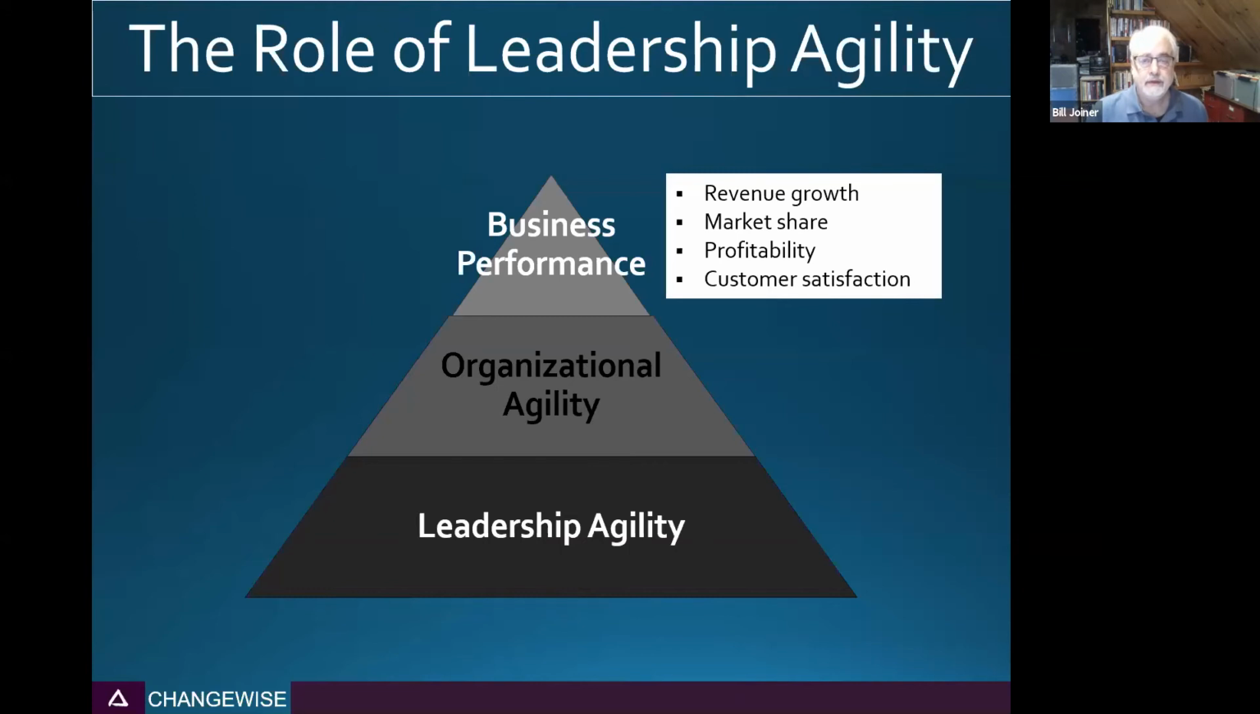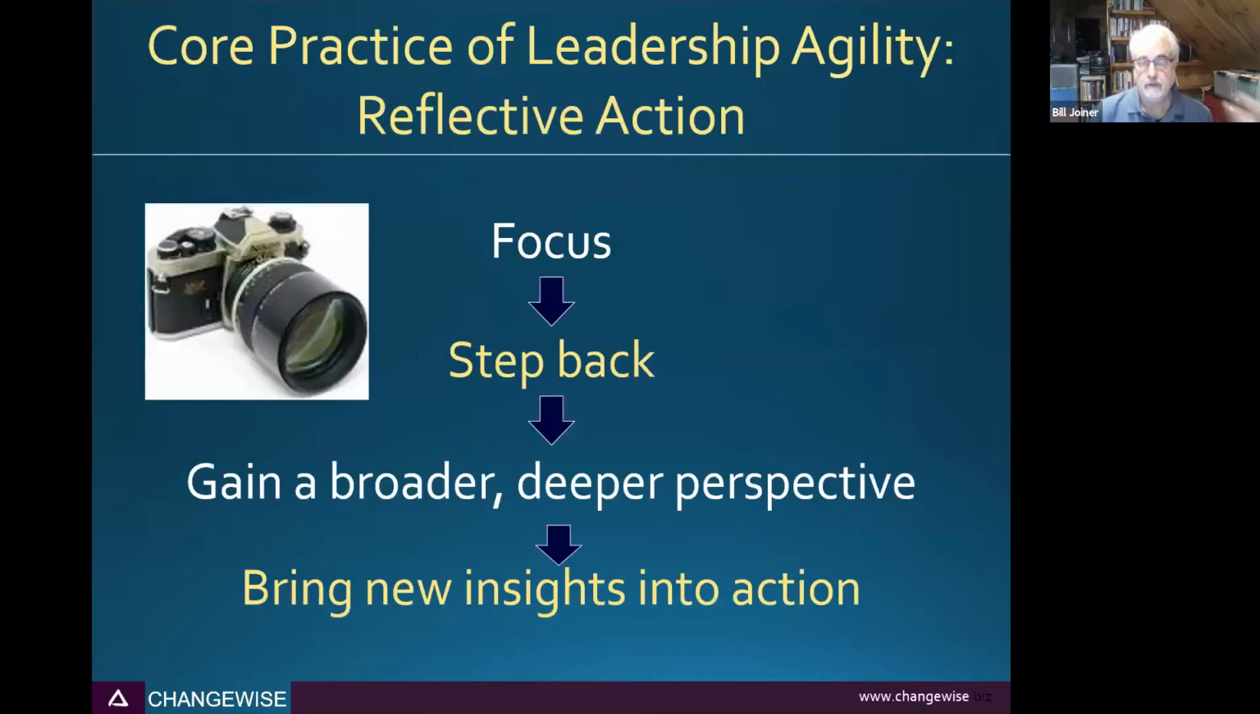Okay, so that's sort of looking at things from an organizational perspective. If we come down to the individual leader and ask, well, what is this leadership agility thing really? I get the buzzword, but what does it really mean?